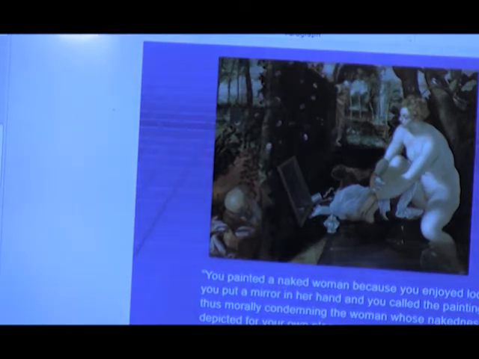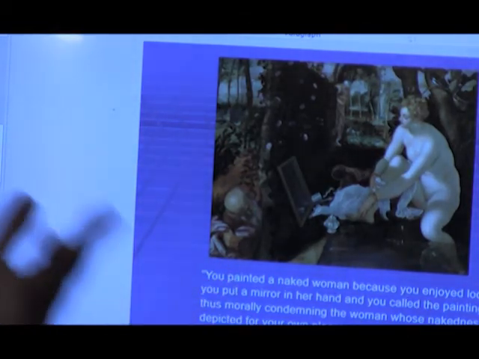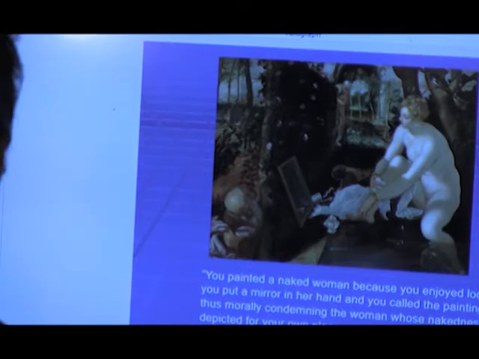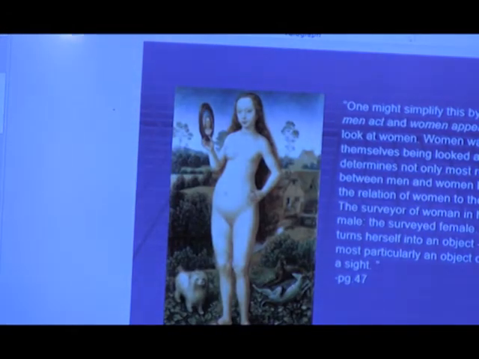But then he'll talk about how a preponderance of a lot of these depictions, not only of Susanna but of the Renaissance nude in general, have the woman looking in a mirror or with a mirror in her hand, all right? And he'll talk about the hypocrisy involved in that. What Berger will say about these artists is that you painted a naked woman because you enjoyed looking at her, right? You put a mirror in her hand and you called the painting Vanity. Remember, this one up here by Hans Memling was actually called Vanity, the woman looking in the mirror, all right?